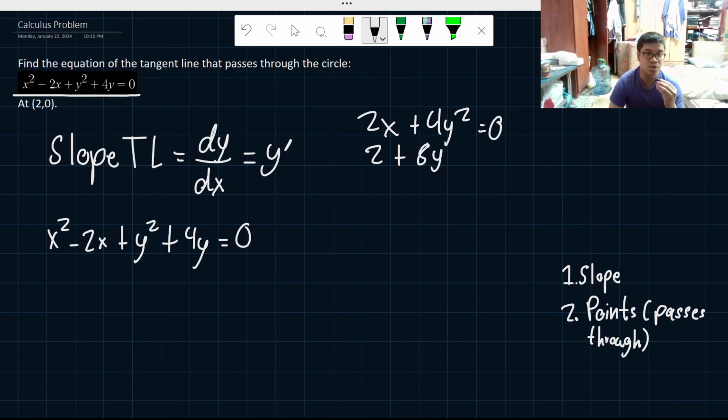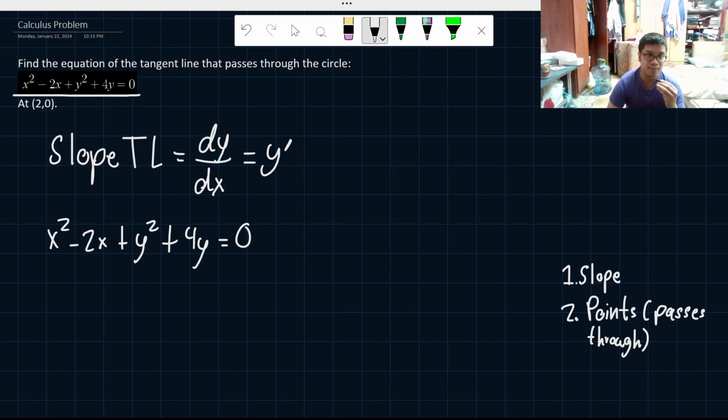But since this is a y variable, don't forget to put y prime. Or if you use this one, this would become 2 plus 8y dy over dx. So it's up to you. So that's what we're going to do here. So let's erase this one.